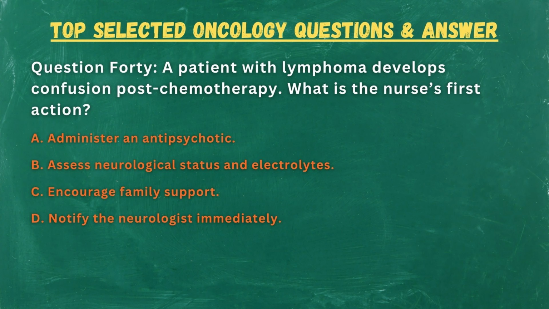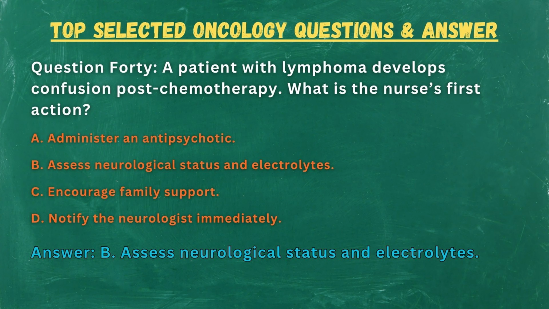Question 40. A patient with lymphoma develops confusion post-chemotherapy. What is the nurse's first action? A. Administer an antipsychotic. B. Assess neurological status and electrolytes. C. Encourage family support. D. Notify the neurologist immediately. Answer: B. Assess neurological status and electrolytes.